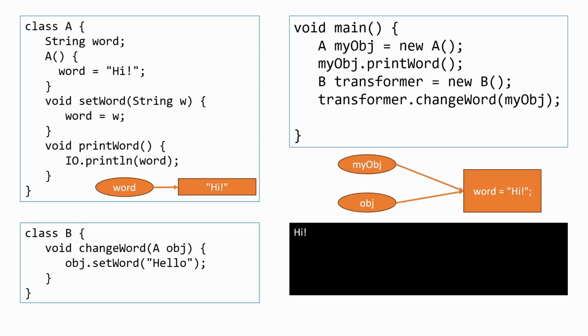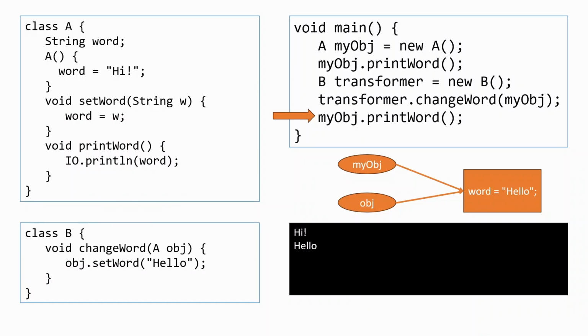Let's consider what's happening to String word within class A. Word has the value "hi". When we call changeWord, obj.setWord passes the value "hello". So String w gets the value "hello". And then word gets the value of w. And now word also has the value of "hello". Notice that we've changed the value of word on the right side as well. So now when we say myObj.printWord, we print "hello".